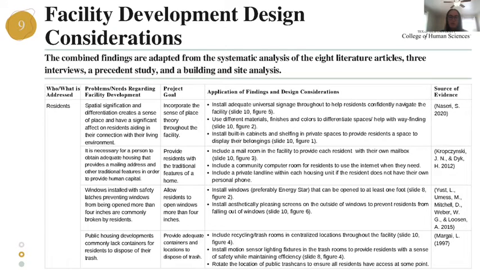Residents will need a mailing address and other traditional features of a home in order to obtain human capital. By providing amenities like a mailroom, computer room, and trash room, and a private landline, the facility will be able to meet the needs of residents.